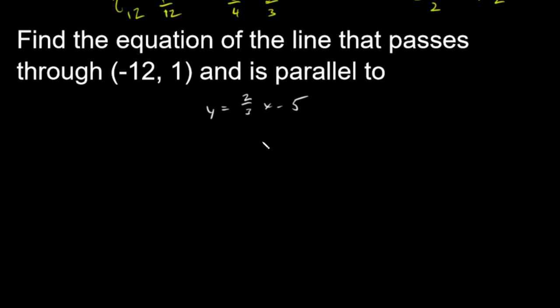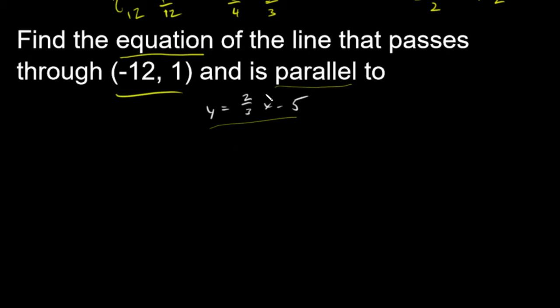So find the equation of the line that passes through that point there, -12, 1, and is parallel to this line here. Now, you have to start dissecting this information. You're trying to find the equation. That's the goal, to make an equation. And it passes through this point, so that's going to be relevant to us, and is parallel. Parallel. What does parallel mean? Parallel means that it has the same slope as this line here.